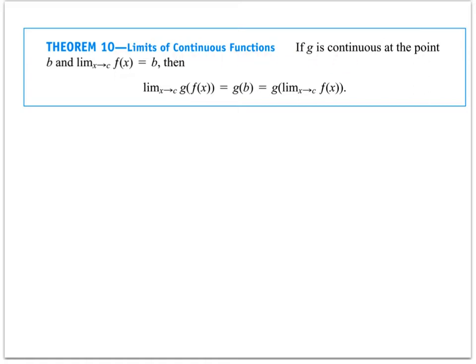All right, limits of continuous functions. I did notice there's a couple of problems in MyMathLab with these, and all this is saying is if your function g is continuous at a particular point, then the limit of f of x as x approaches c equals b by simply taking this limit and bringing it inside.